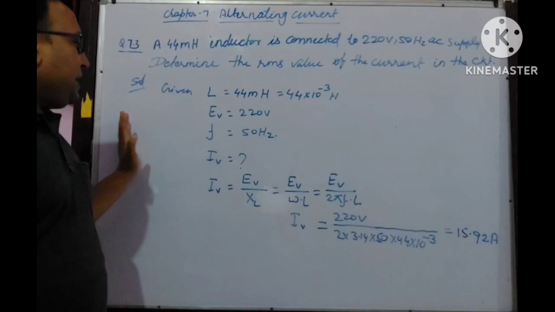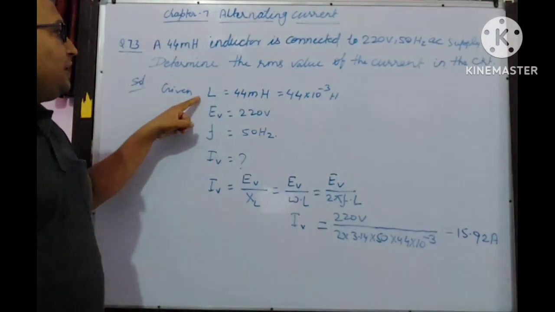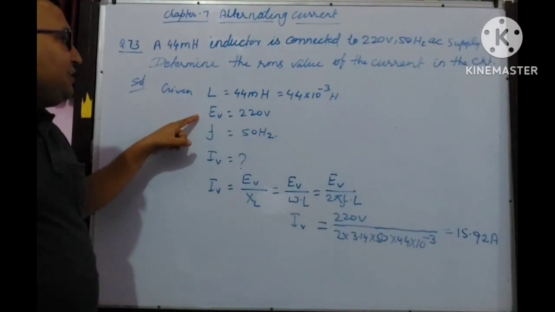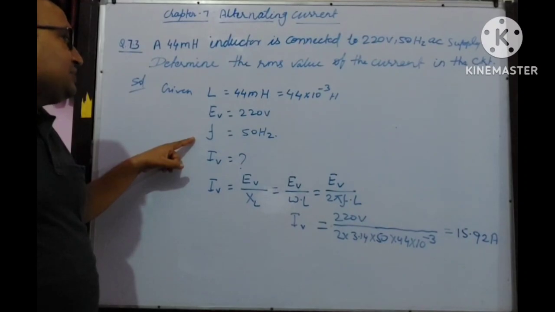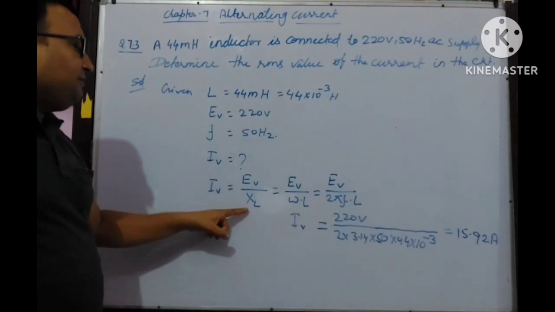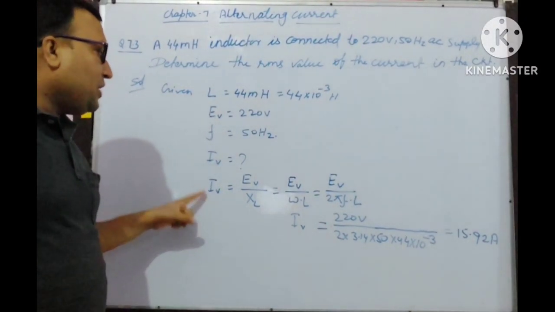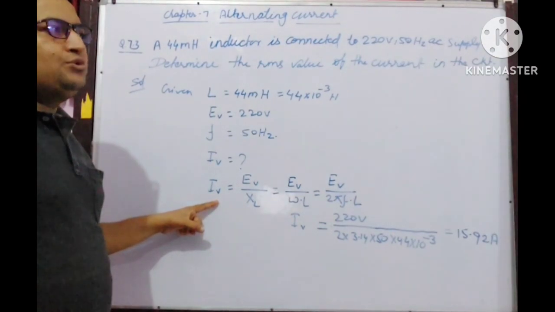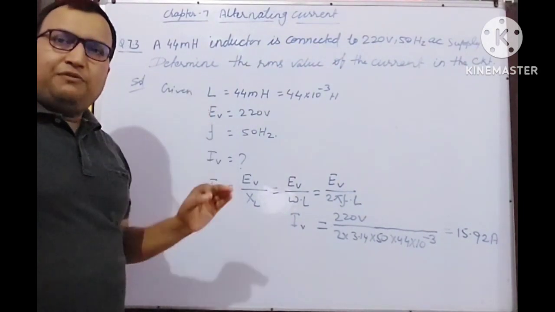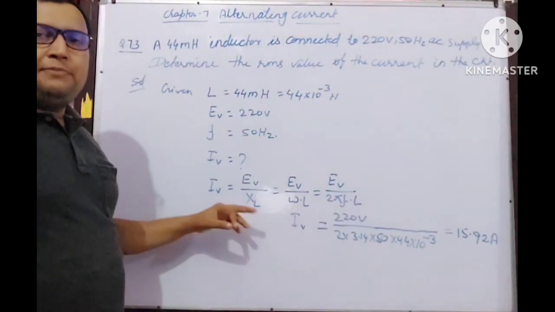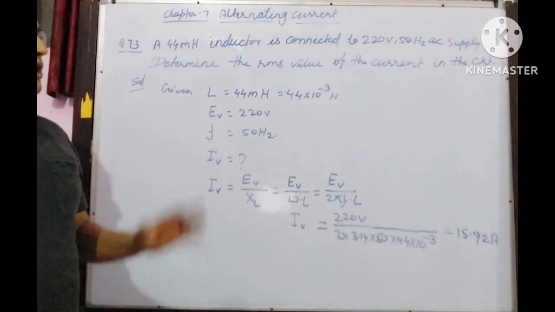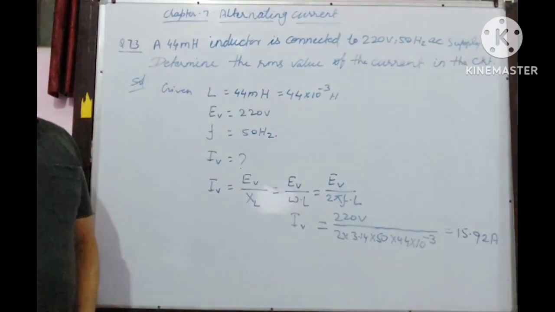Again I am repeating in this video: the question is very simple, asking for IV. In the question, the value of the inductor is given, at the same time the EV value is given, and the frequency used for the supply. I know the formula IV equals EV by XL. From where did we get this formula? We got this formula by using the concept of AC through an inductor. And by putting in all the values, we get a final result. Clear? In this way you can go through this question number 3.